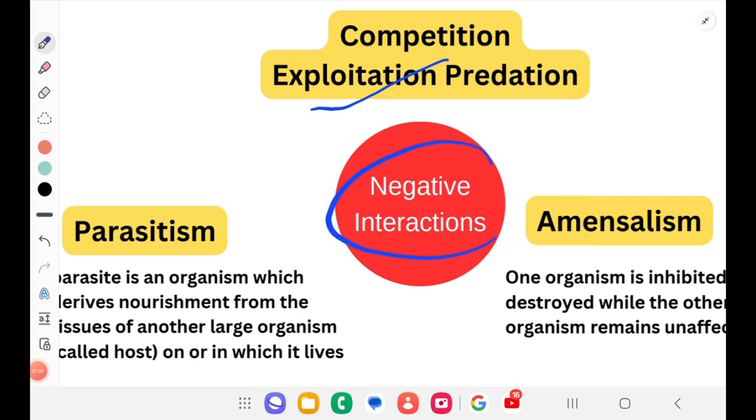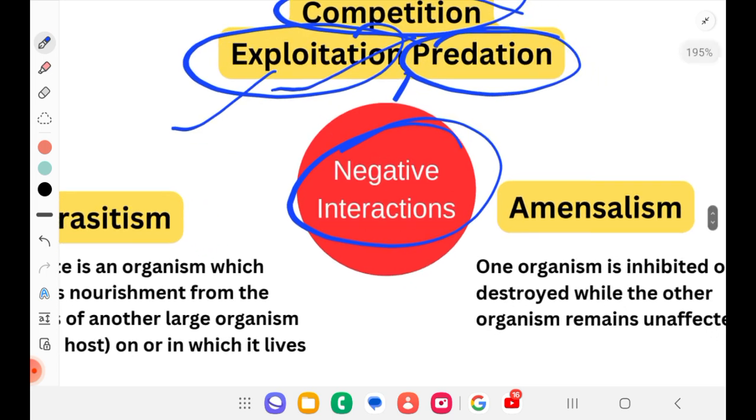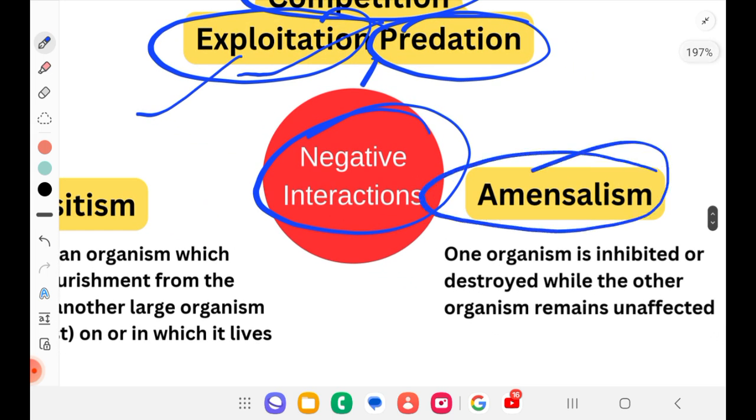One, that is competition, exploitation, even predation. All these are negative because they will affect the species negatively. It will damage them, competition, exploitation and predation. Then we have amensalism. It's like one organism is inhibited or destroyed while the other organism remains unaffected. One organism is destroyed but the other is not even getting benefited, it is unaffected, that's all. So that is said to be amensalism. This is how the options they will be giving also, okay.